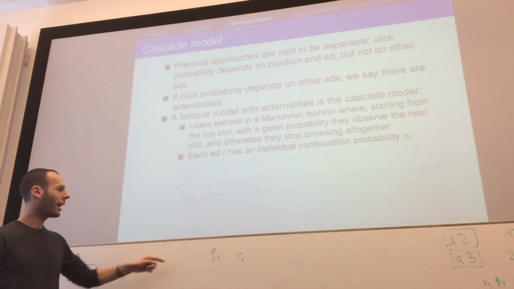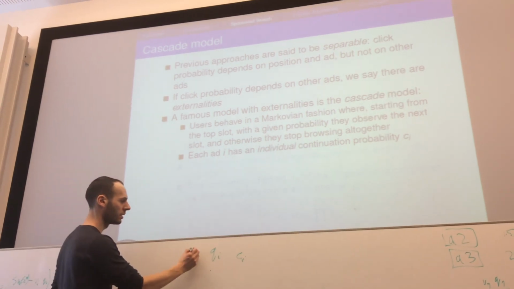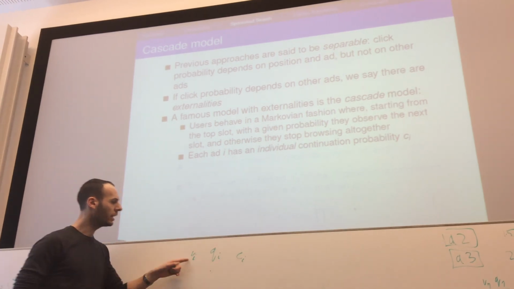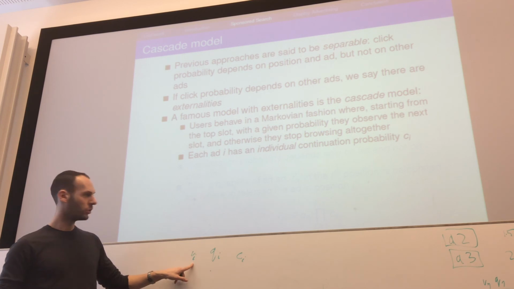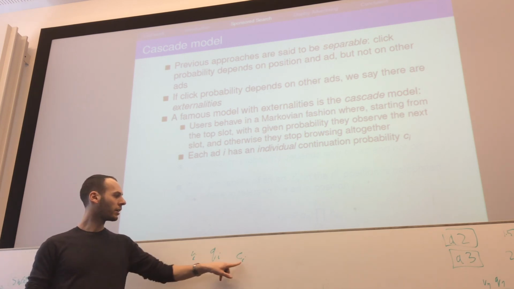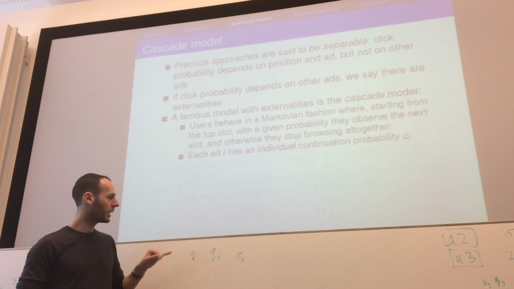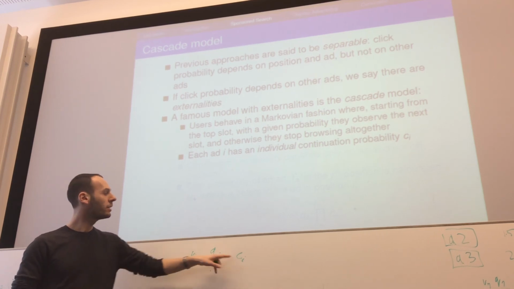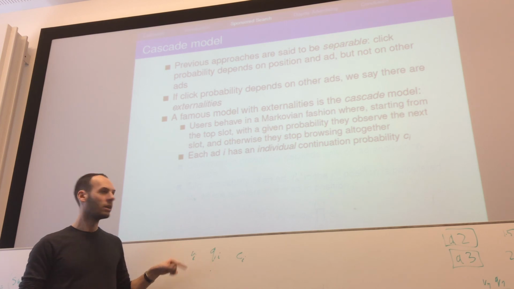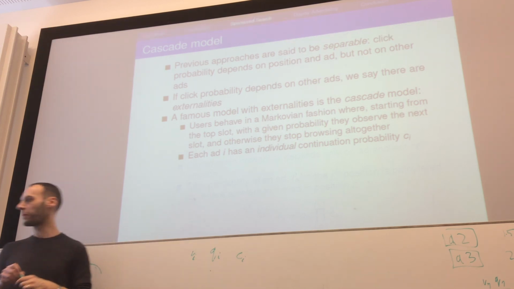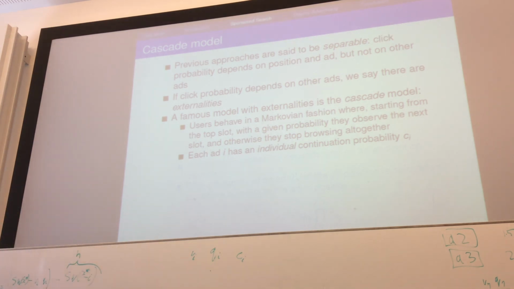So each ad is now characterized by 3 things: Vi, the value, Qi, the quality of i, and Ci, the continuation probability of i. So there's no direct statement that position 1 has this probability of being clicked, position 2 has this probability of being clicked. It depends on which other ads are shown above it. So what is the probability that a specific ad in a specific position is clicked? Well, we can calculate it like this.